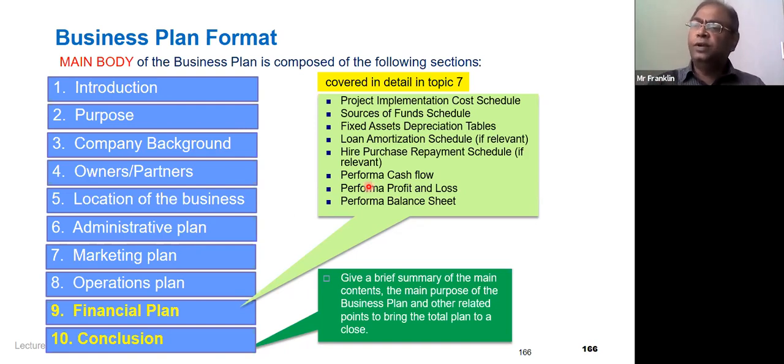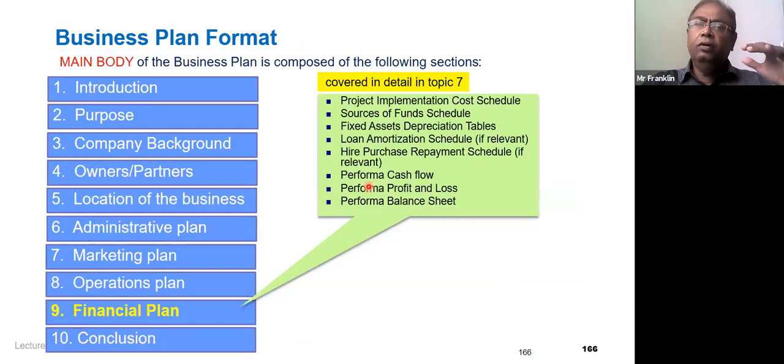Performer is projected. So for example, people send you a performer invoice. Have you seen that? Performer invoice, right? That means it's not the real invoice, but just a target invoice. Maybe it changes later on. That's called a performer, a projected invoice. Right? Okay. All right. So these are the basic business plan format. Now, going back to the thing.